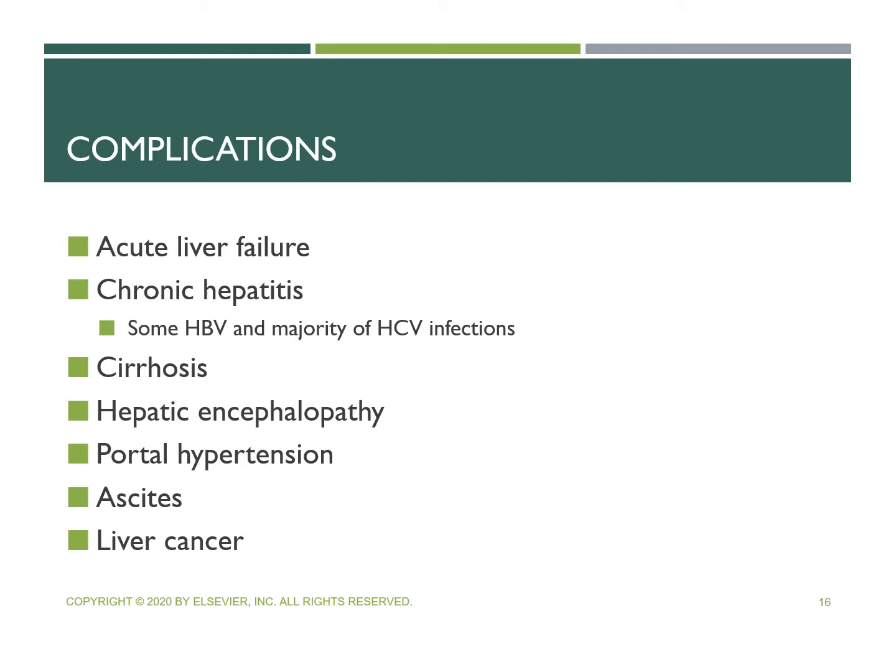Some of the complications here could be acute liver failure, chronic hepatitis, cirrhosis, hepatic encephalopathy, portal hypertension, ascites, and/or liver cancer. Now we are going to discuss cirrhosis, hepatic encephalopathy, portal hypertension, and ascites later in this PowerPoint.